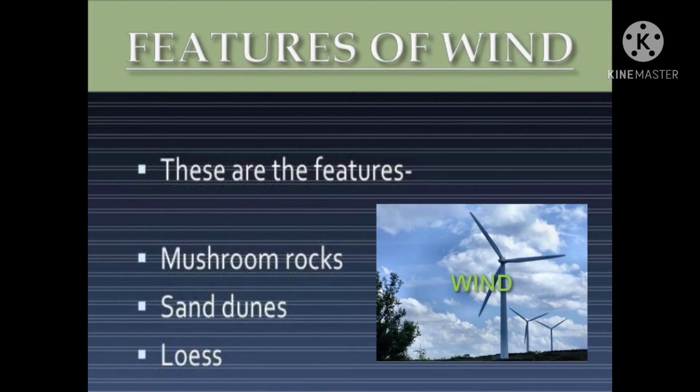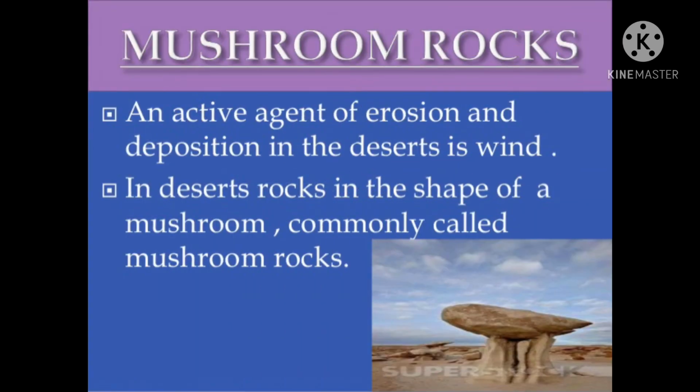Next, the features formed by the action of wind, and these are mushroom rocks, sand dunes, and loess. So let's discuss mushroom rocks. Dear students, an active agent of erosion and deposition in the deserts is wind. In deserts, there are rocks in the shape of a mushroom, commonly called mushroom rocks. Here, winds erode the lower section of the rock more than the upper part. Therefore, such rocks have a narrower base and wider top.